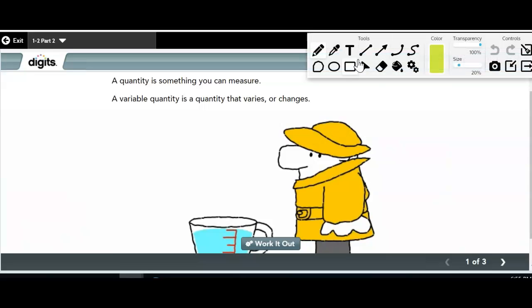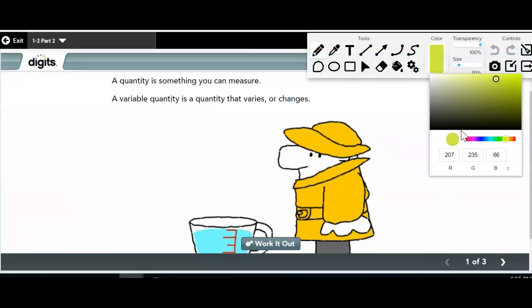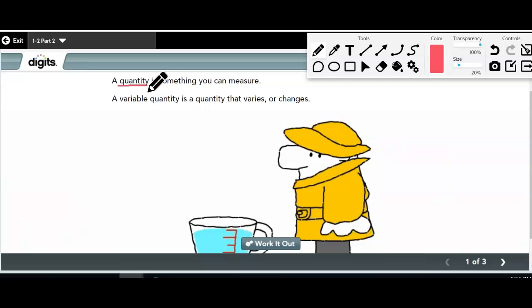Okay, in your guided notes, make sure you are filling that out. We should be putting in a quantity, write this in your guided notes, is something that you can measure. We know what the answer is going to be. We know that it rained 2 inches.